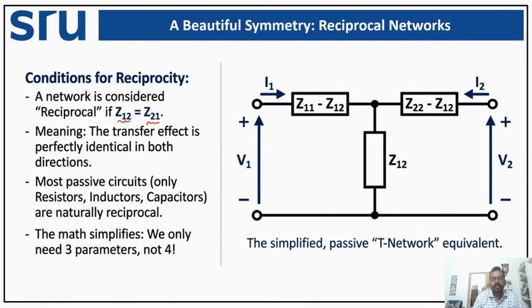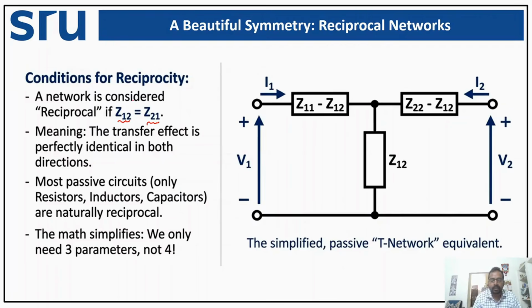In simple words, if the current applied at port 1 produces a certain voltage response at port 2, then applying the same current at port 2 should produce the same voltage response at port 1. Nothing but the ratio of the excitation to the response is equal. This indicates that the network behaves identically in both directions of the signal transfer. Let us understand this using an intuitive example.